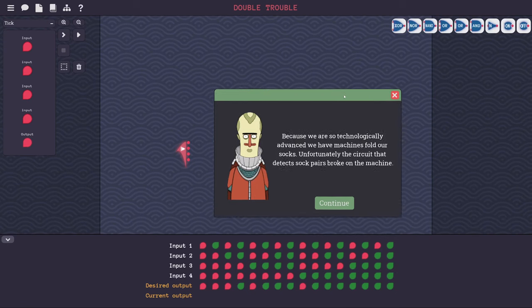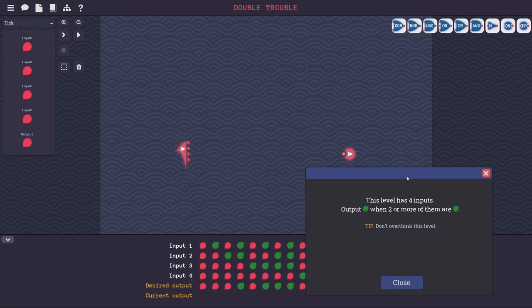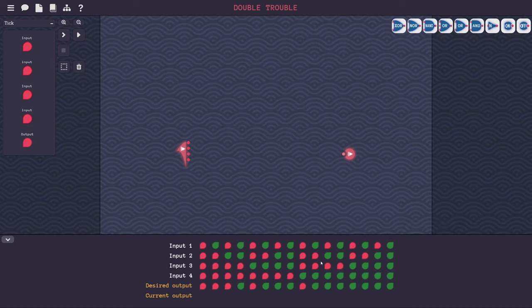Double trouble. Because we are so technologically advanced, we have machines fold our socks. Unfortunately, the circuit that detects sock pairs broke on the machine. This level has 4 inputs. Output high when 2 or more of them are high. Tip, don't overthink this level.